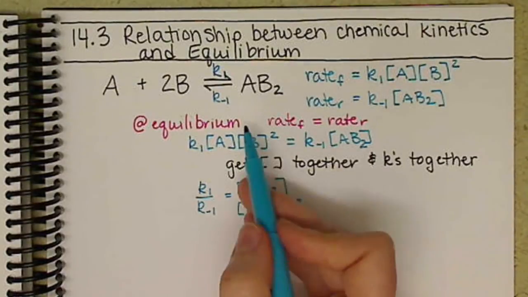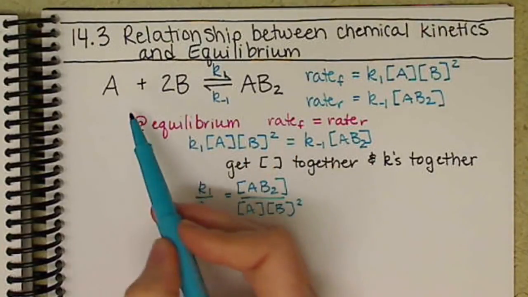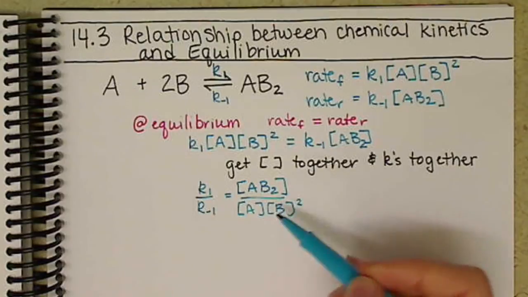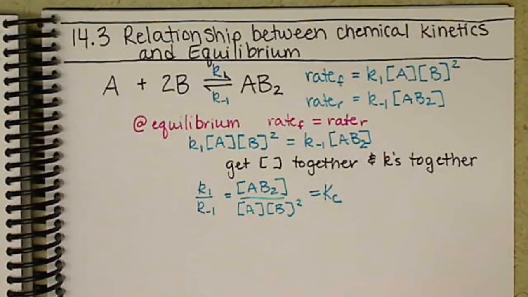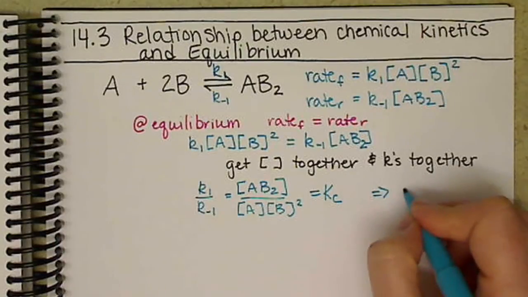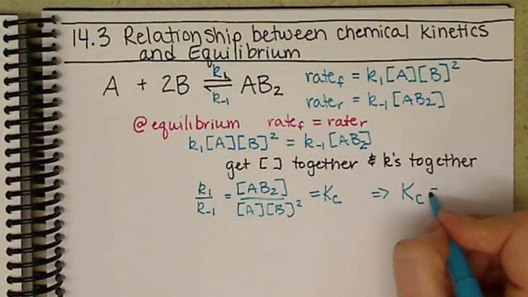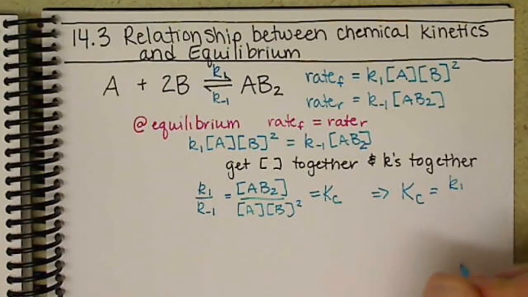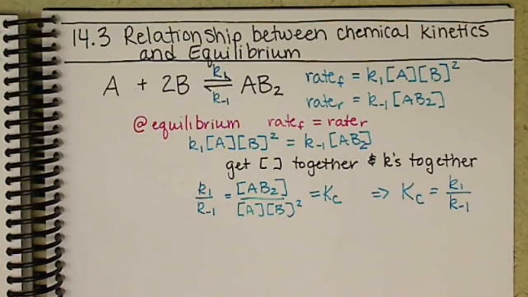which if we look at our equilibrium constant expression, we have products over the reactants. So we have product over the reactant. So this is equal to Kc. So what this tells us is our equilibrium constant is equal to our forward rate constant divided by the reverse rate constant.